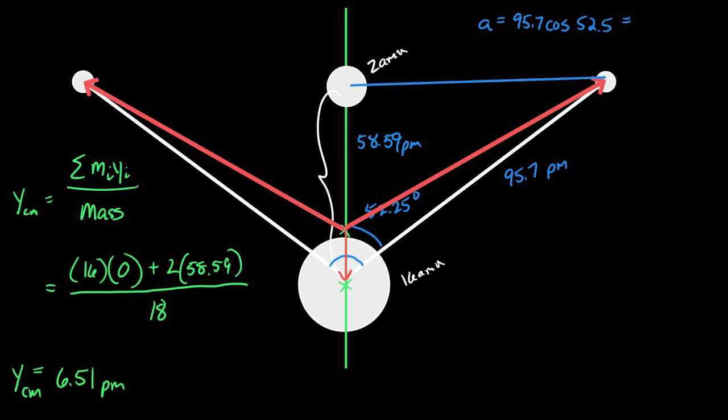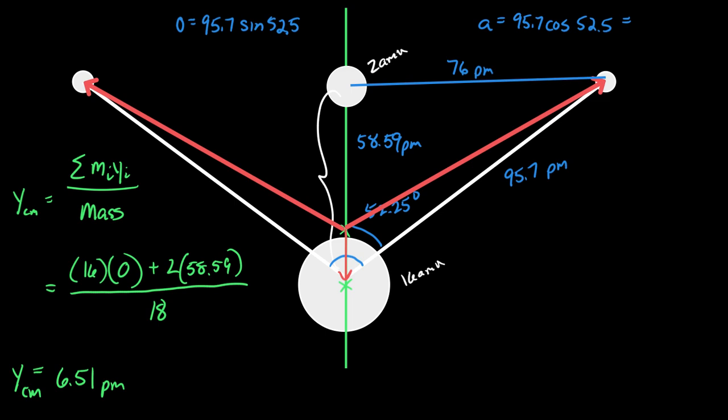And this is the opposite side, and it is just 95.7 sine 52.5. Could somebody work that for me? 76? All right. So this is 76. Because I'll tell you what I'm trying to do. I'm trying to figure out the length of this side. I need to know that length. I already have this length, but I don't have this length.